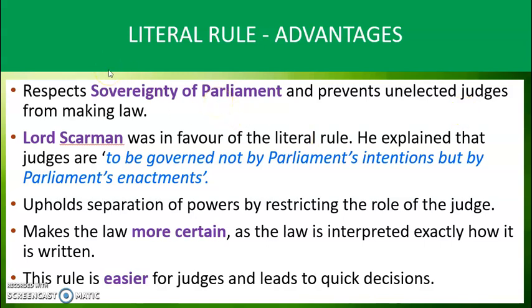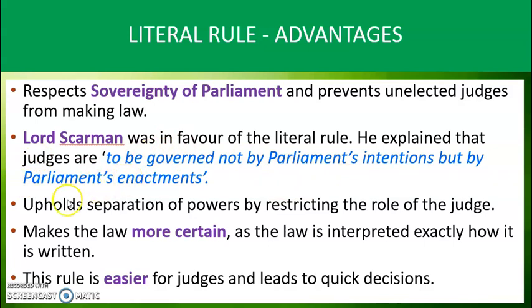So it's respecting sovereignty of Parliament. Lord Scarman was in favour of the literal rule, and he explained that judges are, and this is a quote from him, to be governed not by Parliament's intentions, but by Parliament's enactments. And of course, that's another point: judges, when they say that they are interpreting the law, will often say that they're following Parliament's intention, but they can't actually jump into Parliament's mind and know what Parliament was thinking necessarily. So the only thing that they can really be governed by is their enactments, by their words.